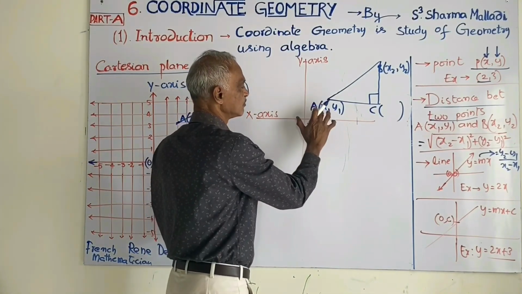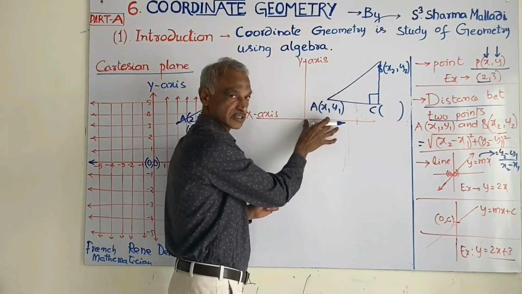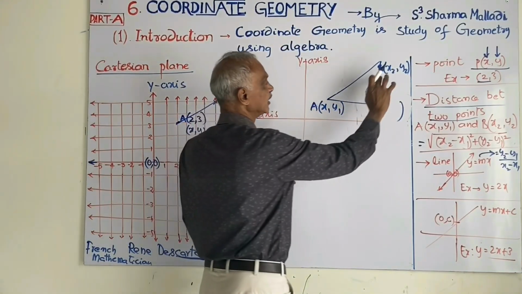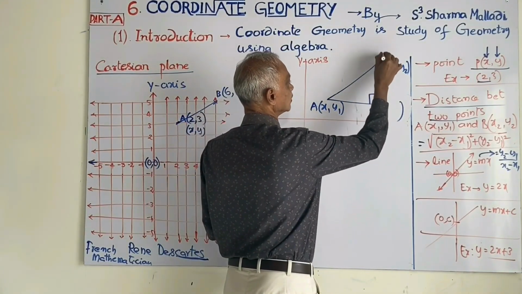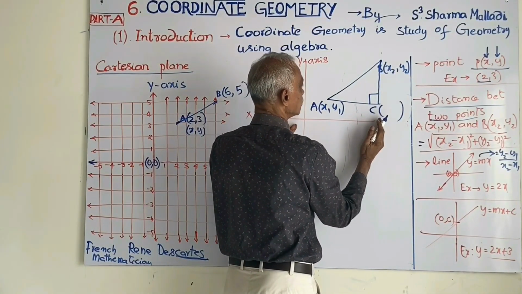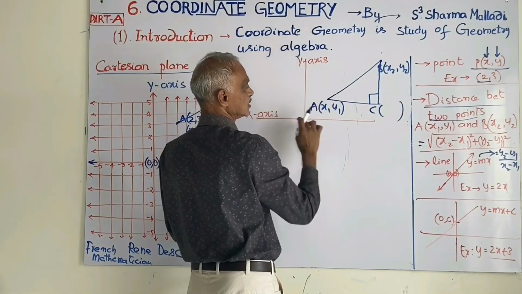This is x1 y1, which means this distance is x1 and this distance is y1. Like that, this point B is, this distance is x2 and vertical distance is y2.